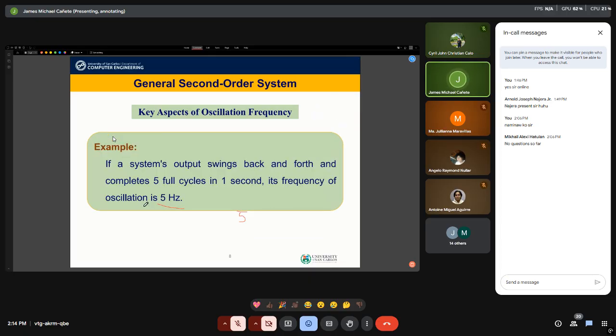Quick example: if it oscillates 5 times in a second, that means the frequency is 5 hertz, and the period is 0.2 seconds.